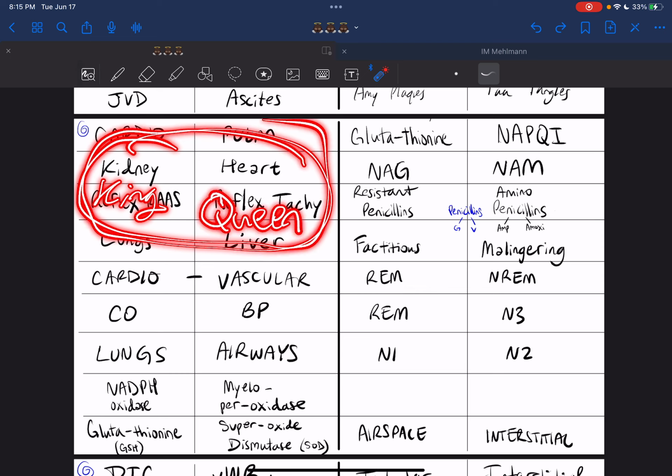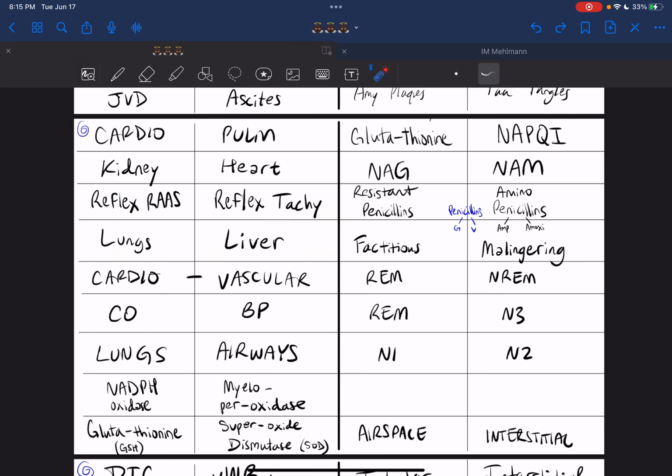So a little bit sexist there, but you got to do what you got to do for the mnemonic. So they're a couple, and the point is to remember that the kidney is really important for blood. So don't just forget about kidney and be thinking about heart all the time. That's why kidney is more important. He's the king, and then heart is just the queen.